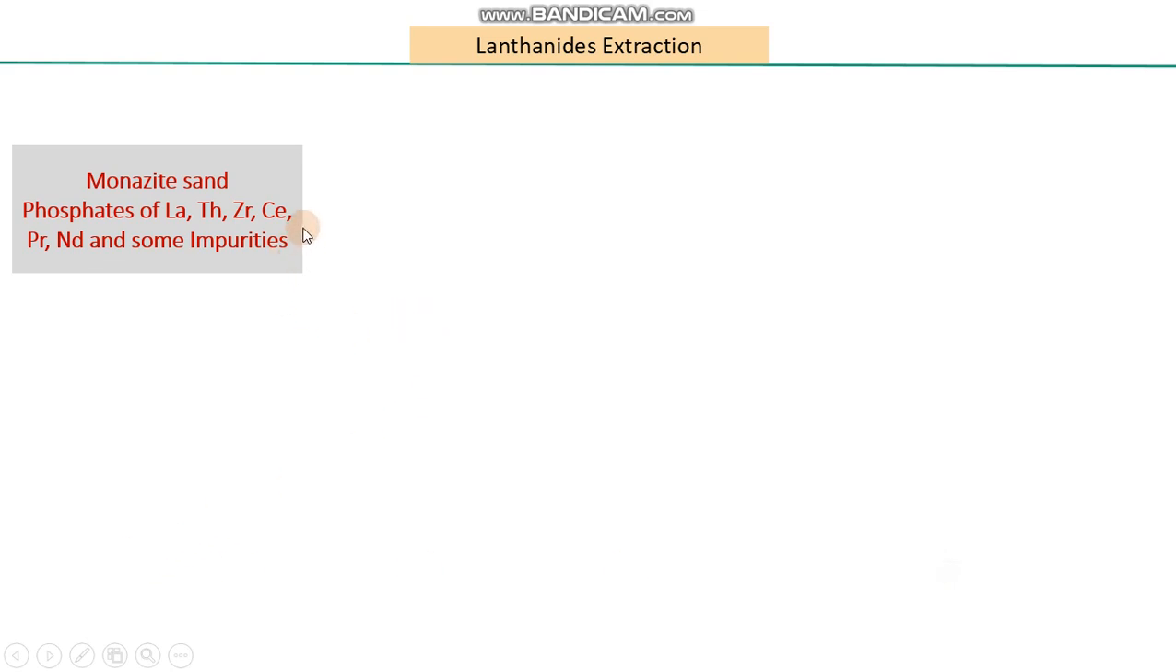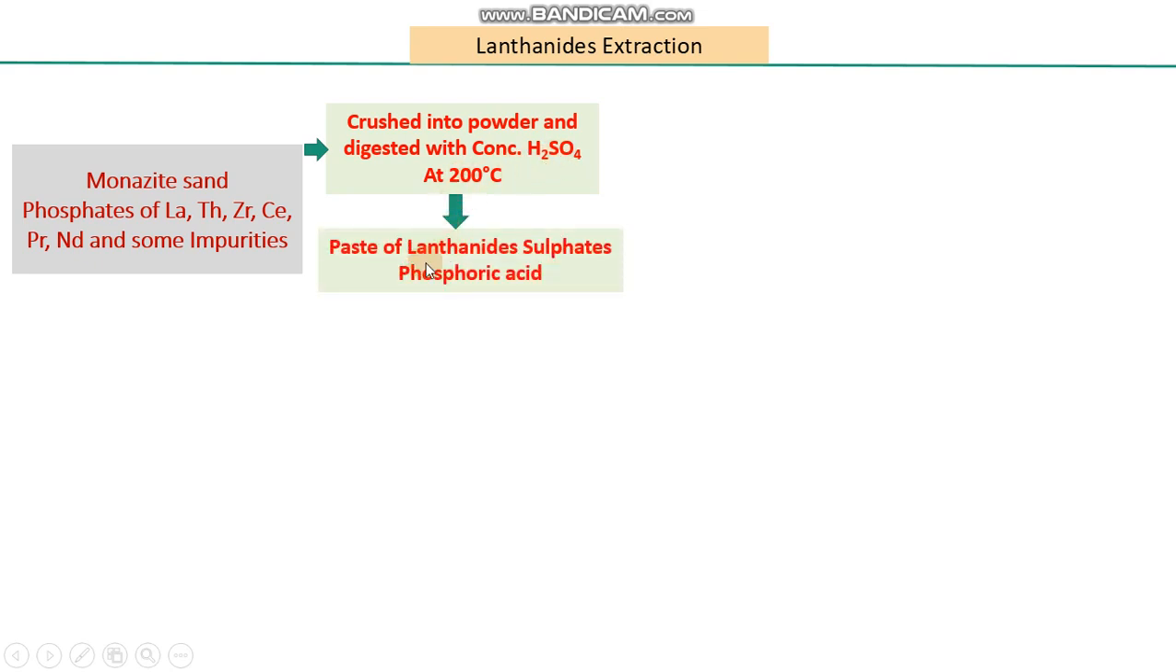Now, let's summarize the whole process. So, what we did, we started with monazite sand, which was actually a phosphate of lanthanum, thorium, cerium, praseodymium, neodymium, some d-block elements like yttrium, and some heavy metals as impurities. The monazite sand was crushed into powder in order to increase the surface area for reaction. It was treated with concentrated H2SO4 at high temperature, and a paste of lanthanide sulfates and phosphoric acid was obtained.